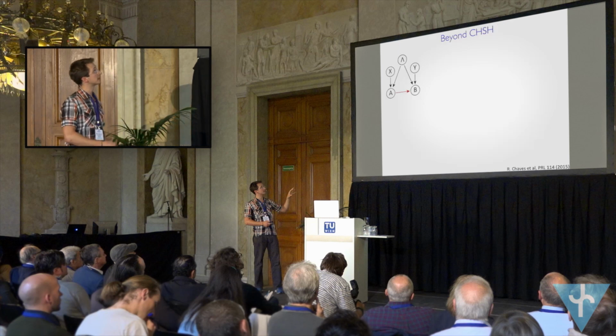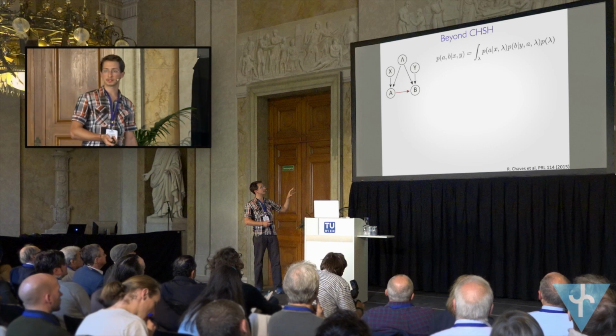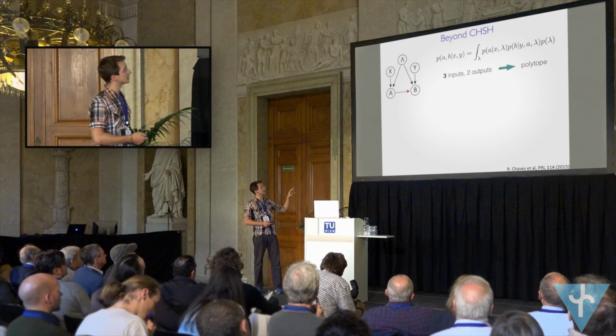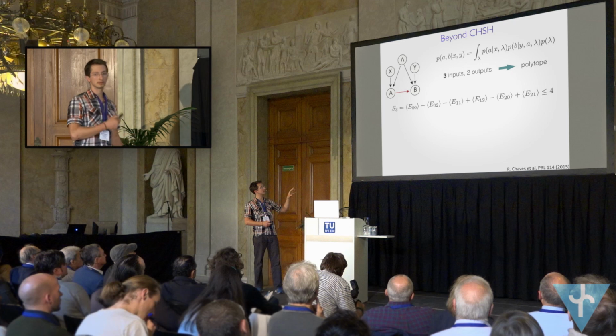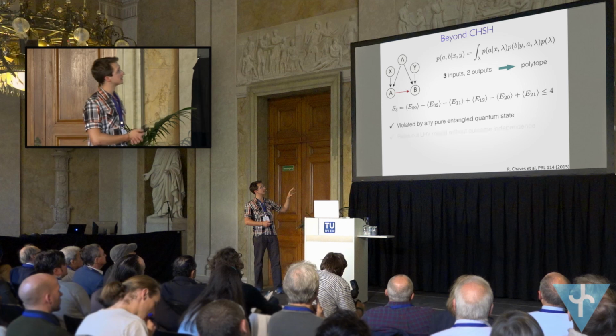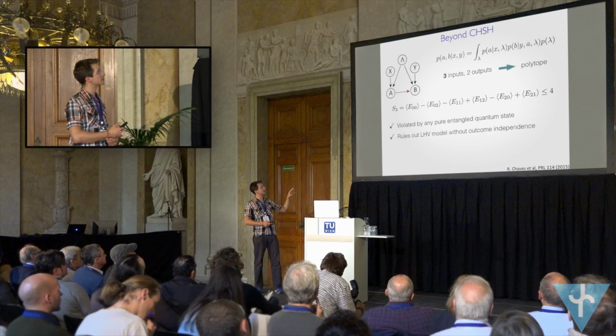But what we can also do is take this model directly, write down the supported probability distributions, and then consider a measurement scheme which has 3 inputs and 2 outputs, and compute the probability polytope for this. And one of the facets of this polytope looks like that. So it's an inequality with a bound of 4, and it turns out that this inequality is violated by any pure entangled quantum state. So it means if we violate this in the lab, that rules out local hidden variable models without outcome independence. So these kind of models.